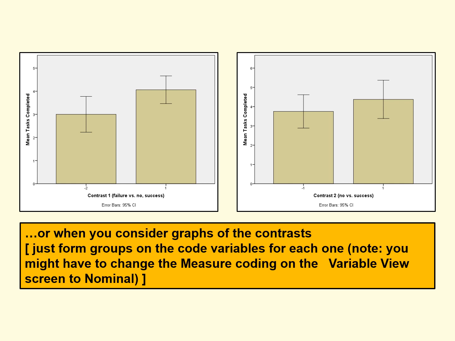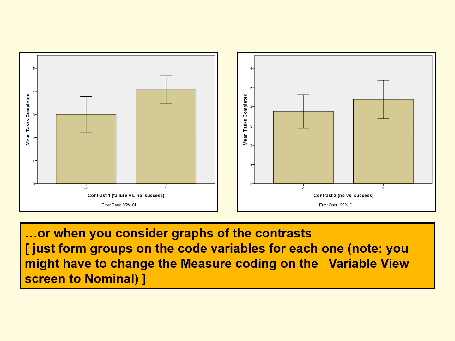But the point is, if you just treat them like groups and then graph them, you can see that for the first contrast, where -2 corresponds to the failure group and 1 corresponds to the average of the no feedback and success group, there clearly looks like a significant difference there. Those error bars overlap a little, but neither overlaps the mean for the other group.